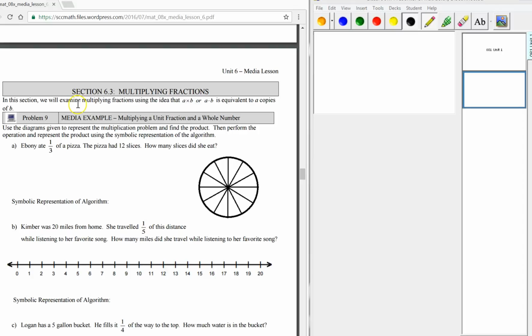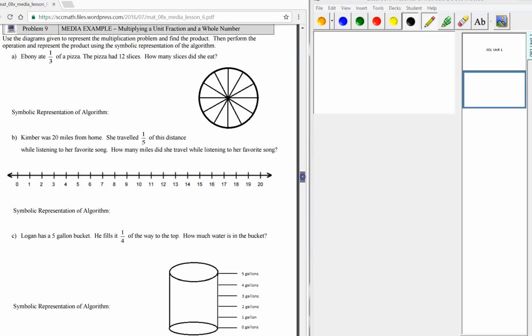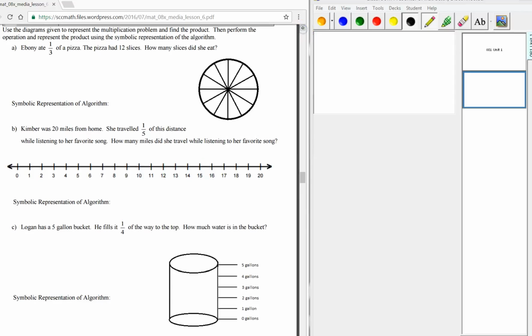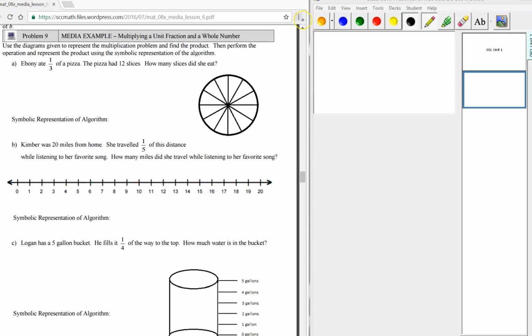In this video, we're going to look at section 6.3, multiplying fractions. I think this section will be very different from how you typically may teach multiplying by fractions. Traditionally, we might just take two fractions and multiply them and show the algorithm.